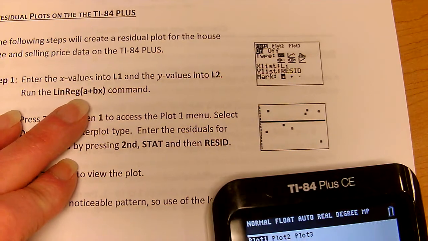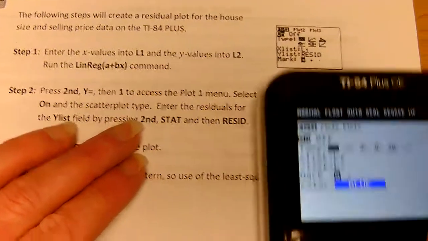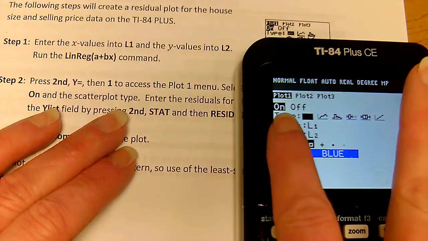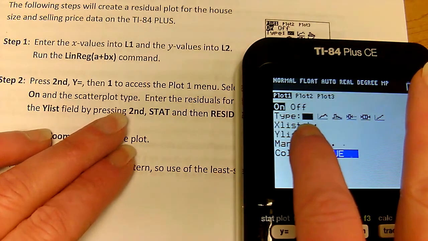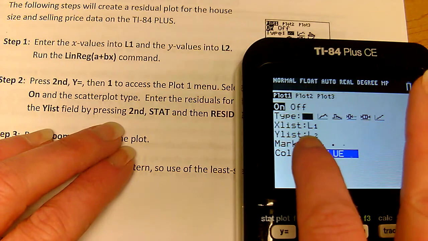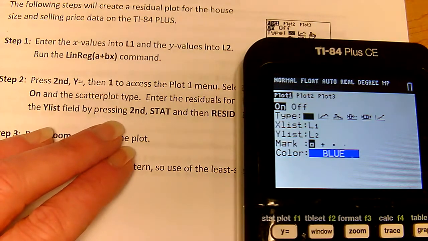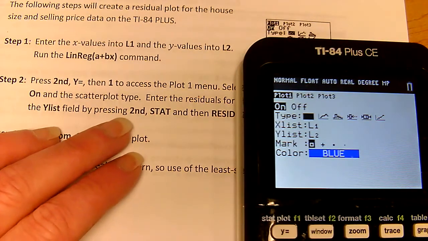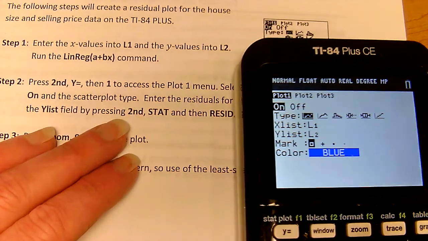Okay, so to get the residual plot, I'm going to go into the stat plot. Still want a scatter plot. Now, if we were just looking at the normal scatter plot, we have L1 and L2. What we're going to do is for the Y values, I want the residual.